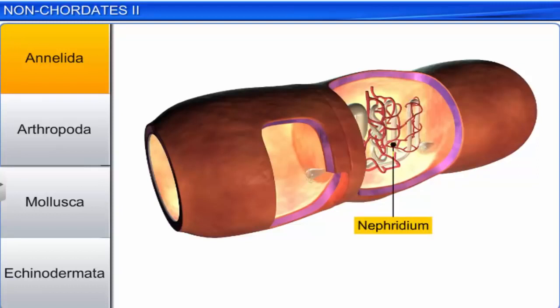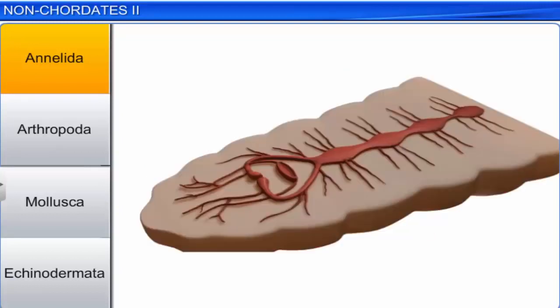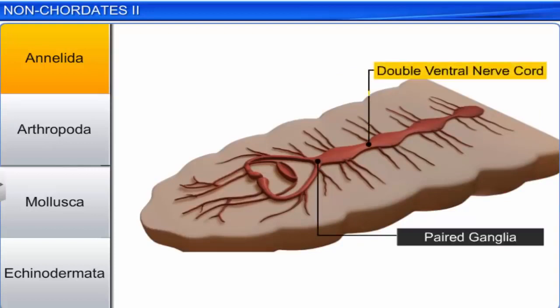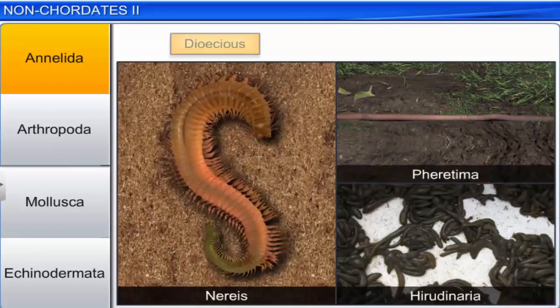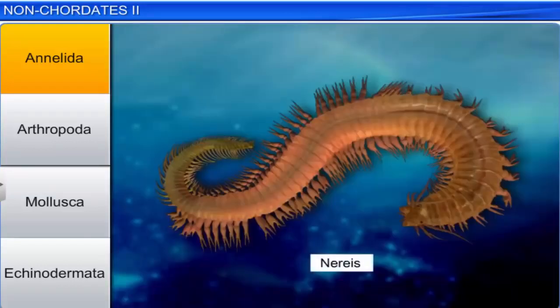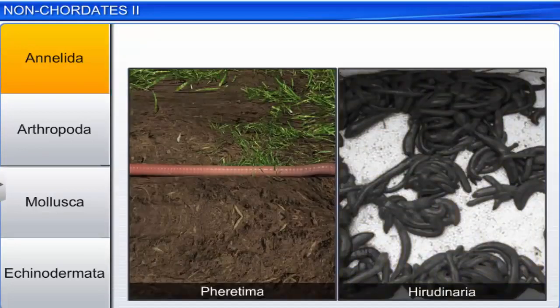Each nephridium is a complex organ. The nervous system consists of paired ganglia that are connected to a double ventral nerve cord by lateral nerves. Annelids are both dioecious and monoecious. Nereis is dioecious, while Pheretima and Hirudinaria are monoecious and exhibit sexual reproduction. Pheretima and Hirudinaria are some common annelids.